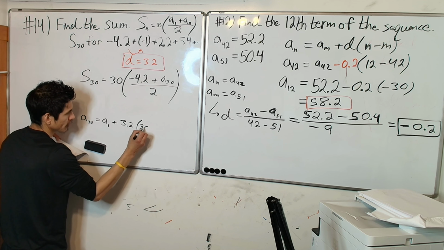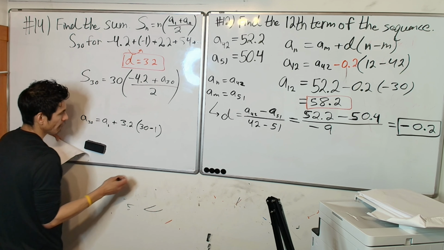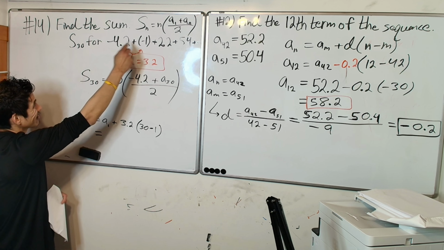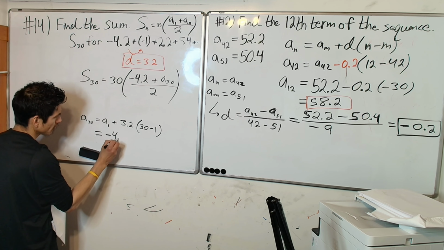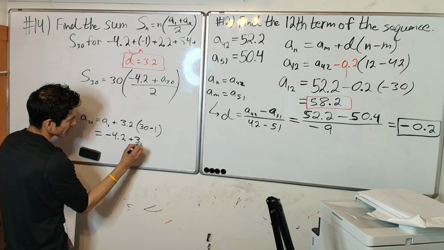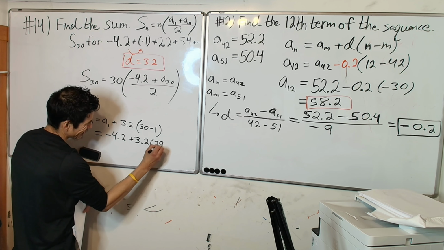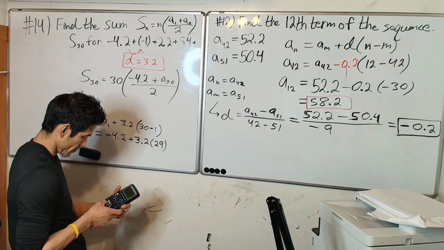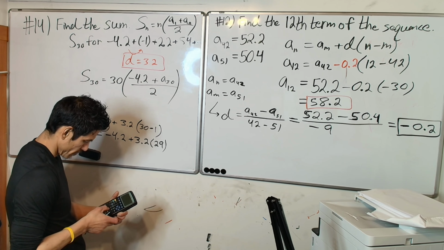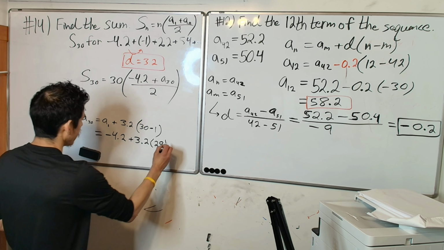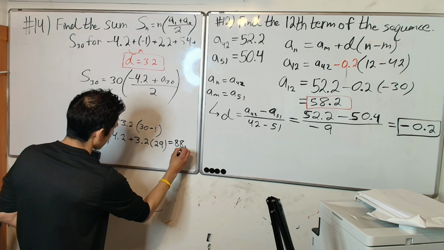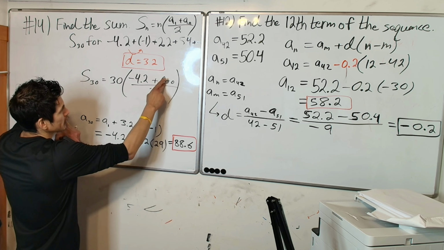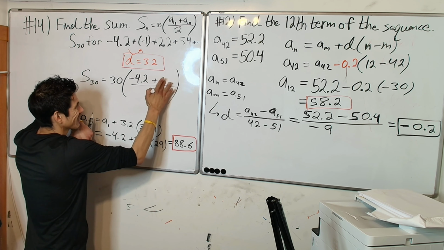So times 30 minus 1. And this will be negative 4.2 plus 3.2 times 29. And we'll get 88.6. All right. Now we just replace this with 88.6.